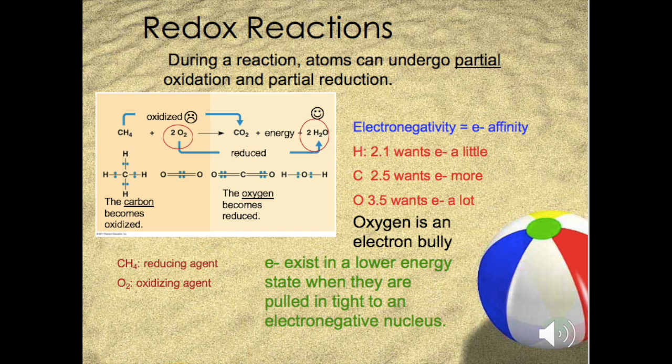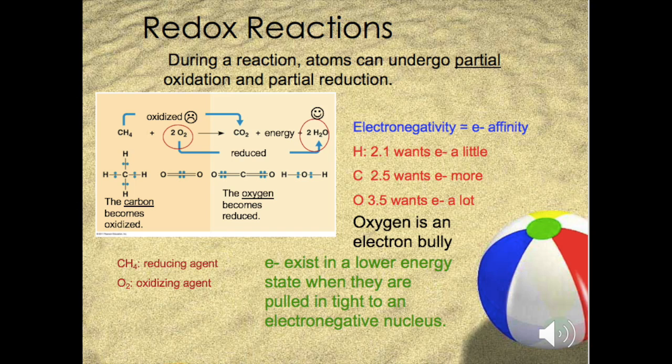Remember that hydrogen has the lowest electronegativity of any nonmetal, of 2.1. Carbon has a somewhat higher electronegativity of 2.5. And oxygen has a very high electronegativity of 3.5, which means it wants electrons a lot. In other words, you can think of oxygen as an electron bully. When it gets near to another atom, it's going to try to steal its electrons. Now, like all bullies, oxygen would rather fight over electrons with a weaker atom.